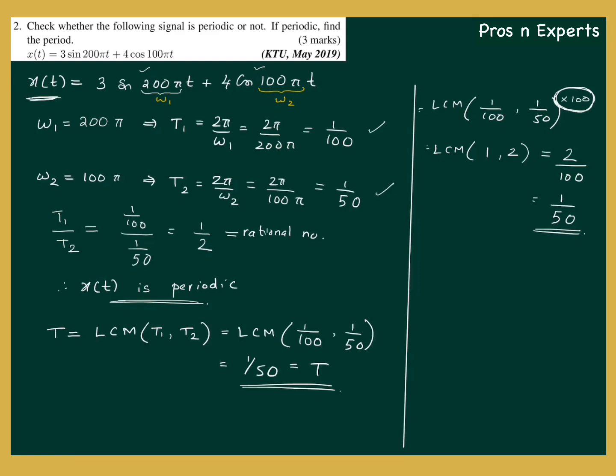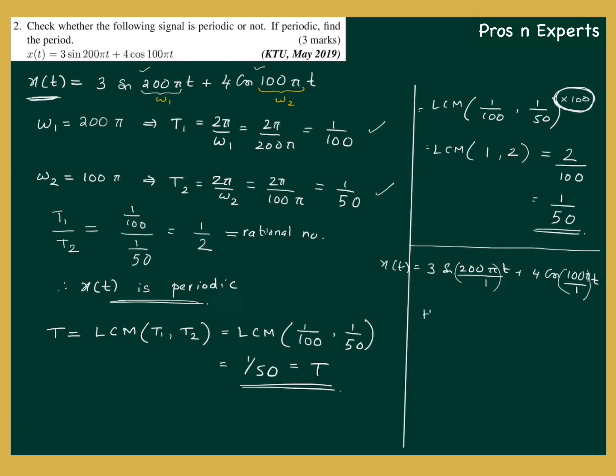But for students who are preparing for competitive examinations, let me show you a very simple method to solve this. Let me rewrite our signal as x of t equal to 3 sine 200 pi t by 1 plus 4 cos 100 pi by 1 into t. Now just note the numerator of the coefficient of t inside the sine and cosine terms.